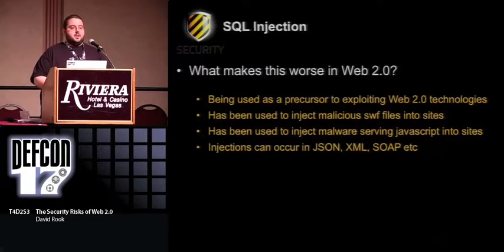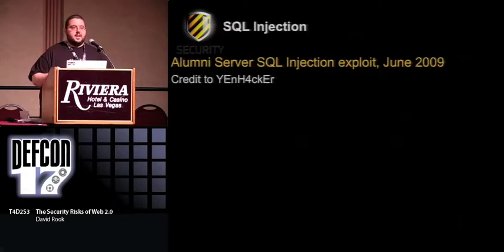And it doesn't matter how you're transmitting your data around, as long as you take externally supplied data and put it into your SQL query in the back end. It doesn't really matter whether you're doing that through JSON, XML, SOAP, or whatever you want to use. So, firstly, a simple example, a recent example of an authentication bypass SQL injection attack.